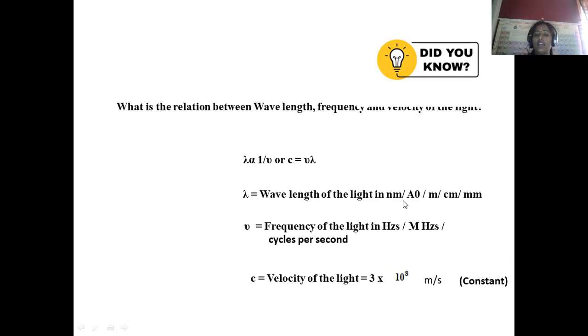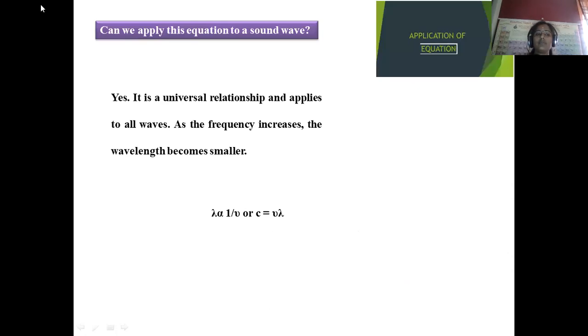Lambda is the wavelength of the light, which is measured in nanometers, angstroms, meters, centimeters, millimeters. All these are the units of lambda. And nu is the frequency of the light, which may be in hertz, megahertz, cycles per second. And c is the velocity of light, 3 × 10^8 meters per second. Always it will be a constant, a universal constant, right? So these are the terms which are interrelated in such a manner. Lambda is proportional to 1 by nu, which can be written as c = nu lambda.